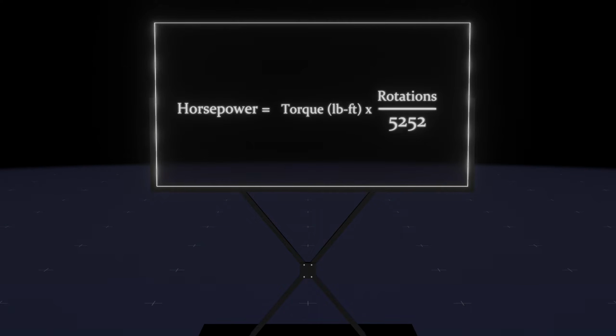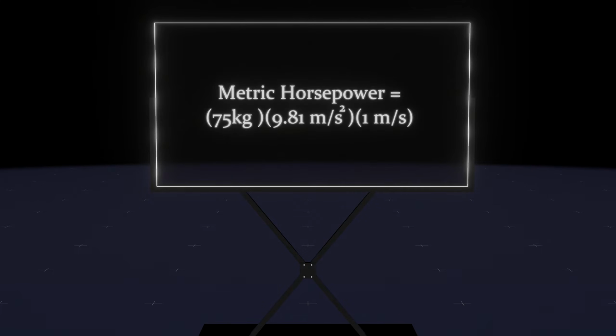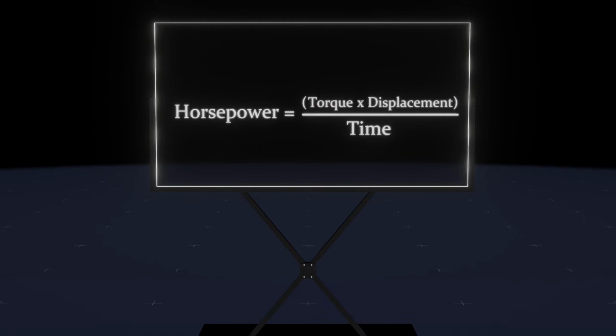Keep in mind, in this animation, we will only be looking at mechanical or imperial horsepower. Metric horsepower targets a sufficiently different audience to warrant its own animation. Now let's start by looking at the first of the two variables that make up work, torque.